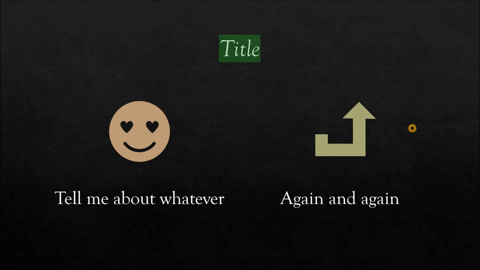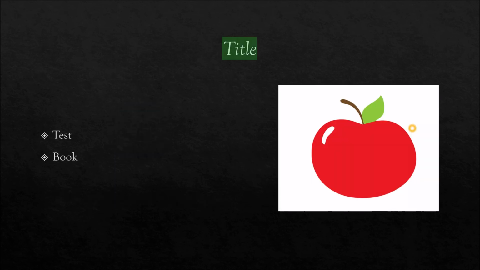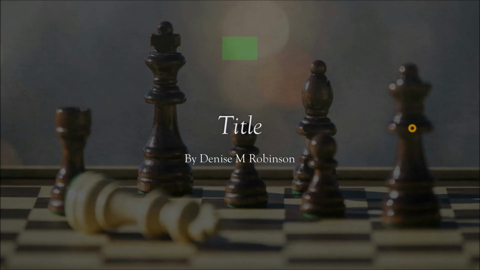Slide 2 title. Heading level 1 title. Tell me about whatever smarter diagram. Again and again smarter diagram. In love face with solid fill shape. Return shape. Return. Slide 3 title. Heading level 1 title. Bullet test. Bullet book. Red apple image. Apple. Slide 1 title. Picture 3 image. Heading level 1 title. Heading level 2 by 5. And it's just going to keep repeating.